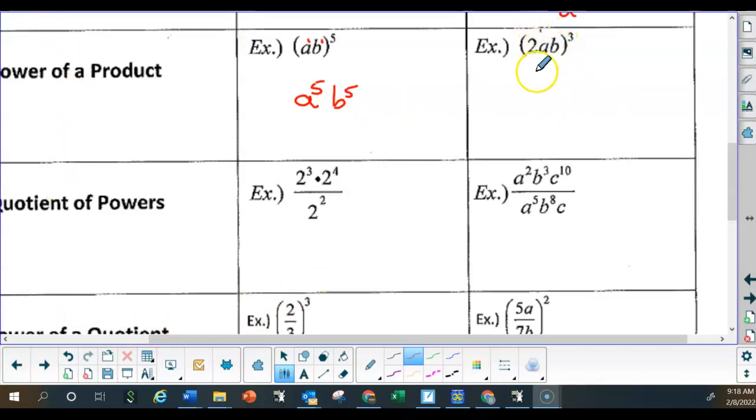Same thing happens over here. Number has an exponent of 1, as well as each variable has an exponent of 1. So this is 2 to the 3rd, a to the 3rd, b to the 3rd. Since we know 2 to the 3rd is 8, we're going to make that 8a to the 3rd, b to the 3rd.